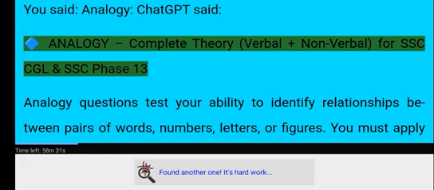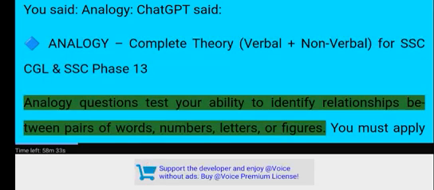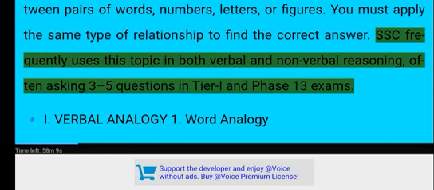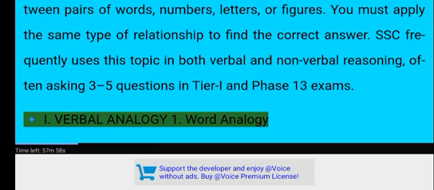Analogy: complete theory, verbal plus non-verbal, for SSC CGL and SSC Phase 13. Analogy questions test your ability to identify relationships between pairs of words, numbers, letters, or figures. You must apply the same type of relationship to find the correct answer. SSC frequently uses this topic in both verbal and non-verbal reasoning, often asking 3 to 5 questions in Tier 1 and Phase 13 exams. Verbal analogy 1: word analogy.